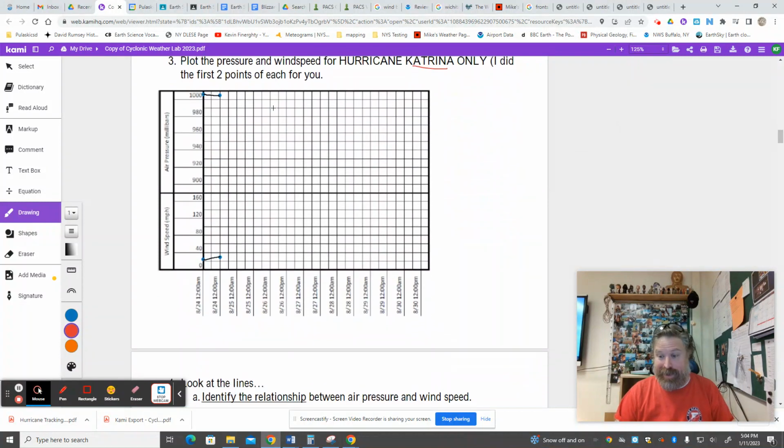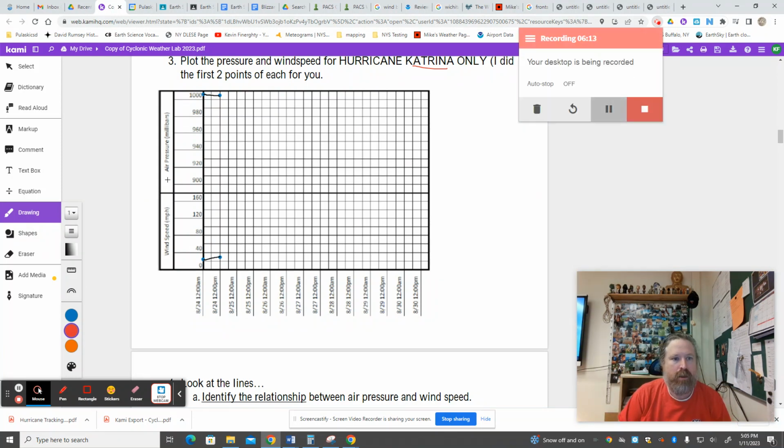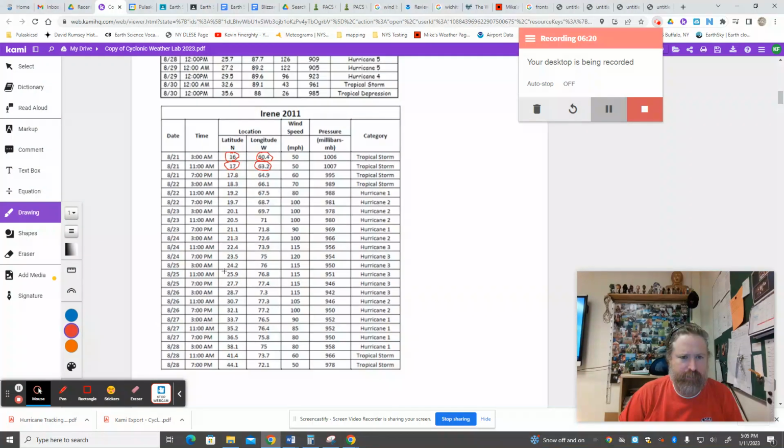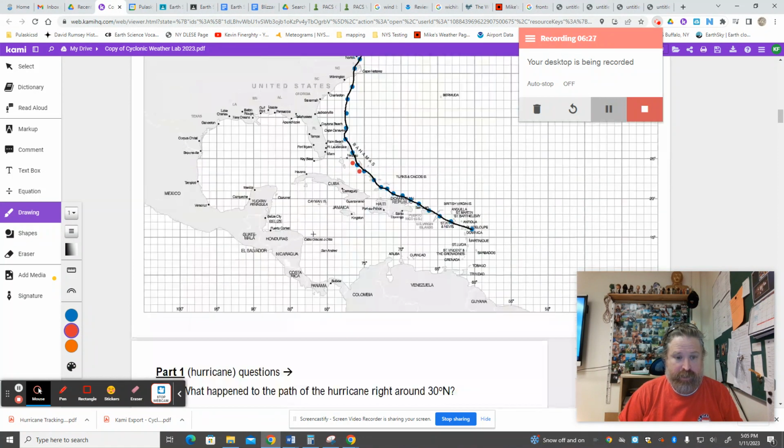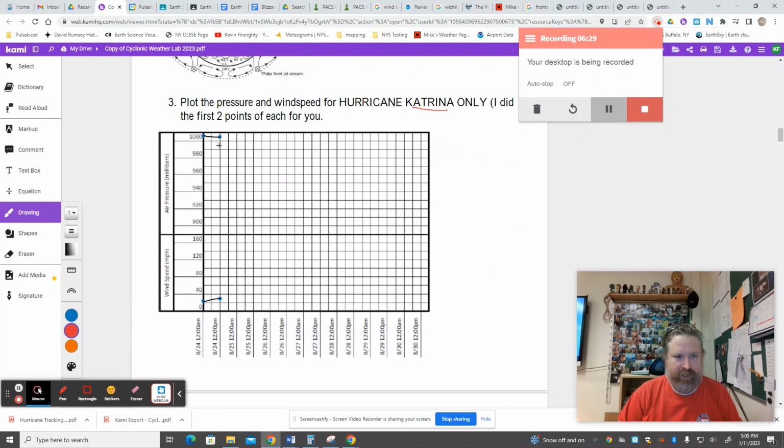But again, I did the first two for you. So if you're saying, I don't know how to do this, at that date and time, the air pressure was 1007. One moment. So I did the first two for you right there. The pressure was 1007 and the wind speed was 20 something, right? Whoops, sorry. Wind speed was 26, pressure was 1007. Then it went to 1006 and 30. So just go ahead and plot those same values. They're there. And I did those two for you, and then just work your way down the line.